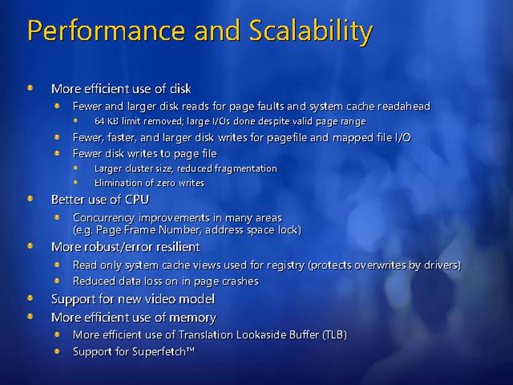So reducing the number of I/Os by making them larger, for example, read-aheads for cached files are now larger, so hopefully the data is going to be in RAM when it's referenced. Writes to the paging file are reduced because they are A, larger, or B, eliminated. In the case of writes that contained entirely zeros, those are now eliminated.